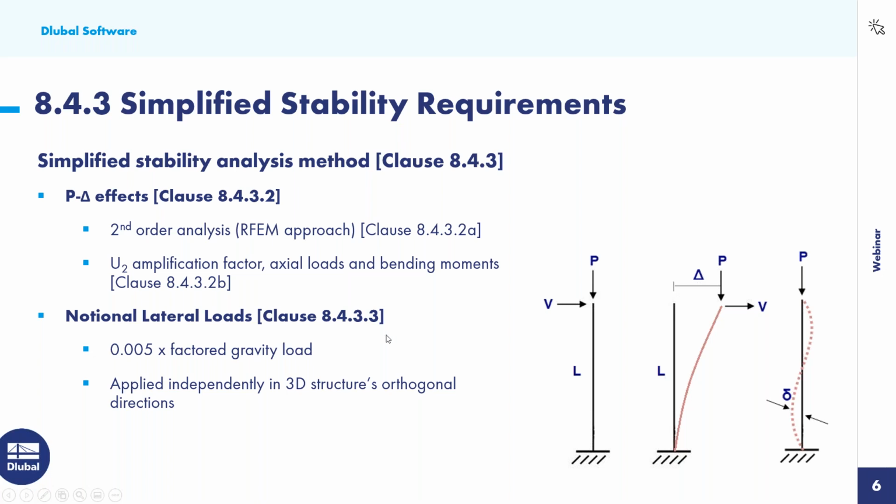Now, it's important that these notional lateral loads be applied independently in the 3D structure's orthogonal directions, and it should be done in such a manner that we're getting the greatest destabilizing effect. So let's say we have lateral load for wind in the X direction. Well, it makes the most sense then to apply these notional loads in the X direction as well for the greatest destabilizing effect. Wind in the Y, we'd apply a notional lateral load in the Y direction as well. Okay, so that's really just a quick overview of this simplified stability analysis method.